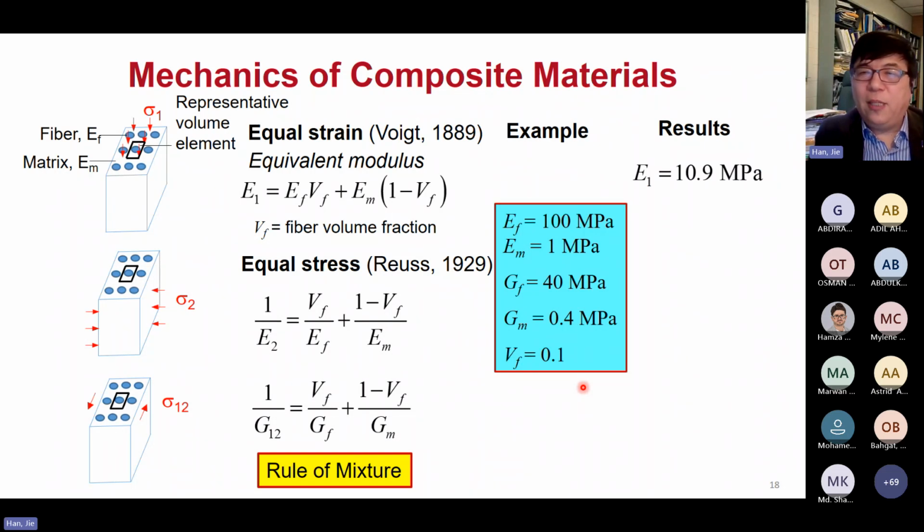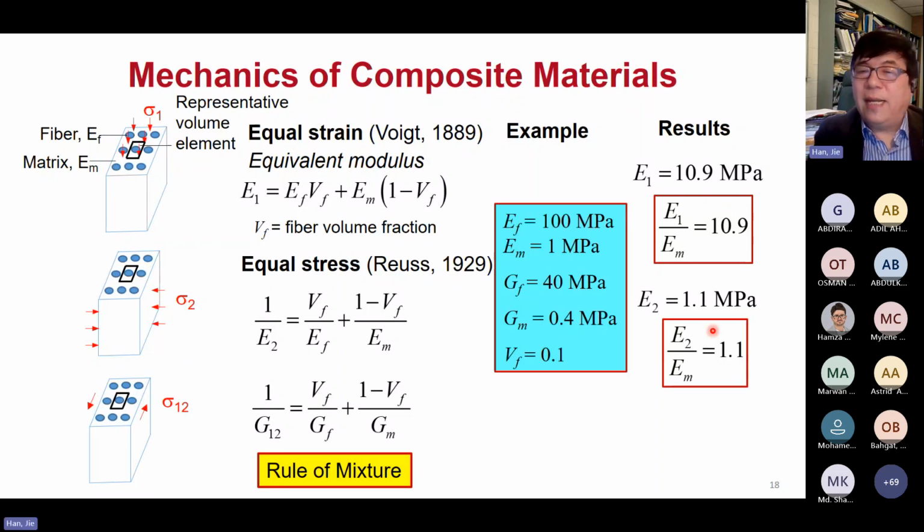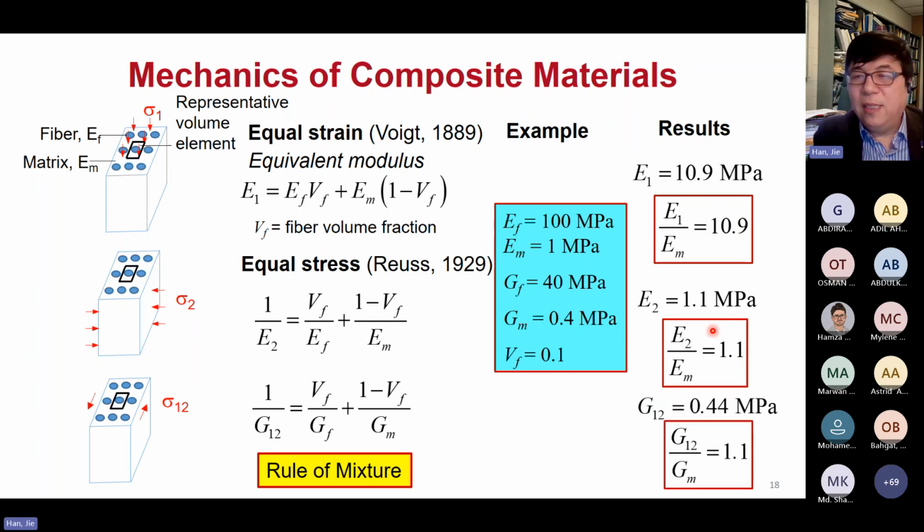The E1 will be equal to 10.9. Basically, the equivalent modulus of the composite foundation over the soil is increased by about 11 times. That's very effective, right? Now, if you're dealing with the lateral stress, it only increases by 10%. That is basically what you got. And if you're dealing with the shear modulus, it also increases by only 10%.